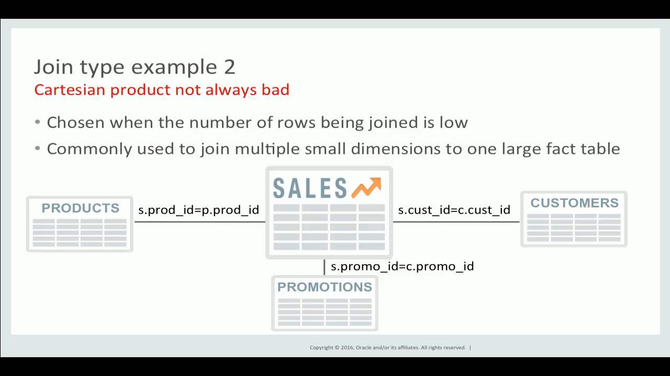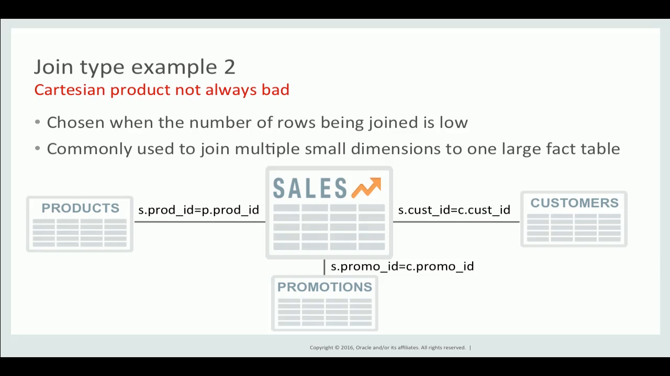It's not such a bad idea for a Cartesian product in this case, even though I've got my join predicate specified. It may be cheaper to join those dimension tables together first and only go to the fact table once. Now, why would that be the case?